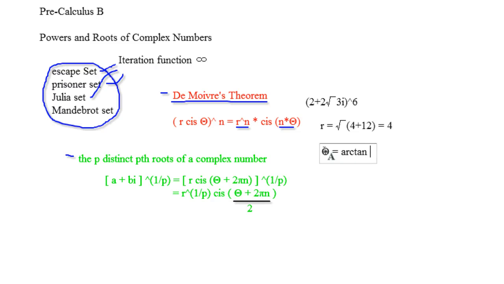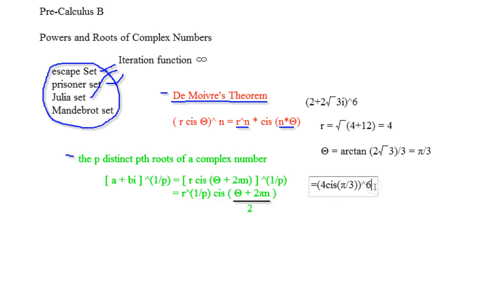arctan of 2 root 3 divided by 2, which is definitely going to turn into pi thirds. Okay, so we have that all set up. So this technically becomes 4 CIS pi thirds, and you're going to raise that to the 6th power. So this is now in polar form.